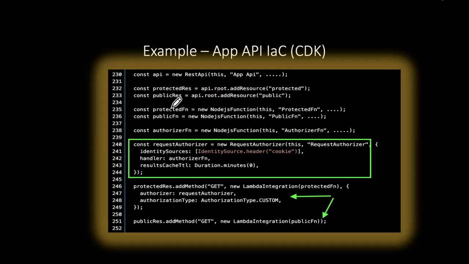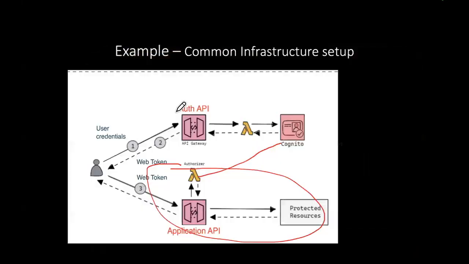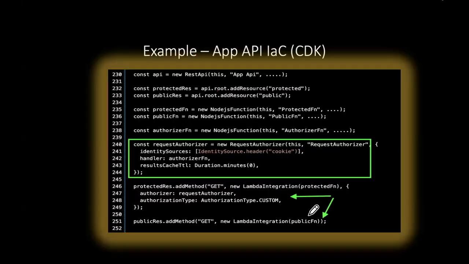Sorry, beg your pardon. These are the two endpoints of my REST API, the protected endpoint and the public endpoint. These are my lambdas here. So, sorry about that. These are the two lambdas that are representing these guys over here. The third lambda is the lambda that plays the authorizer.